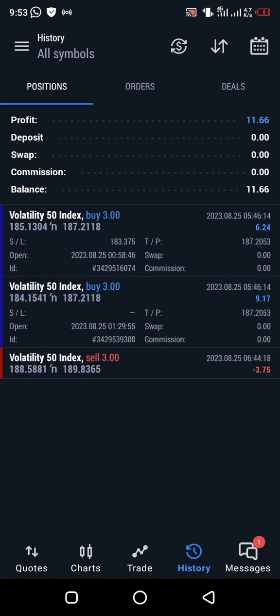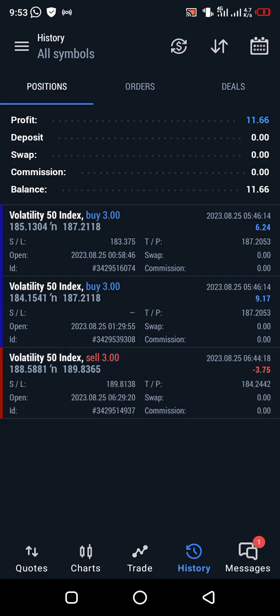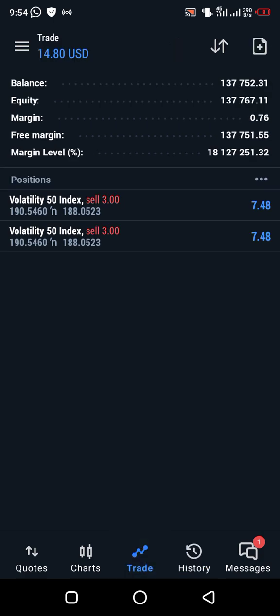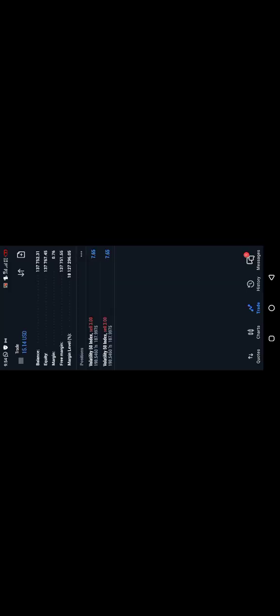Then this was the sell limit I placed before these two buy trades. If you were following the video from the beginning, this was the sell limit I placed. So I don't know why it didn't, it went to trigger our SL. So let's go back to the chart, then we'll see what happened.